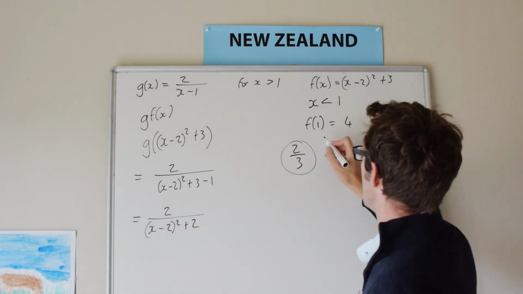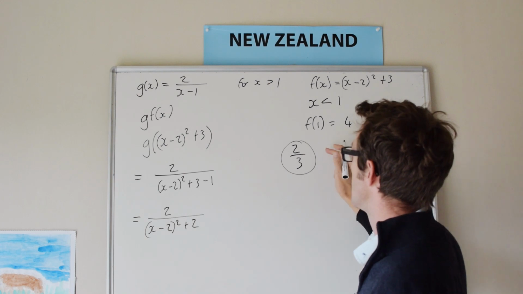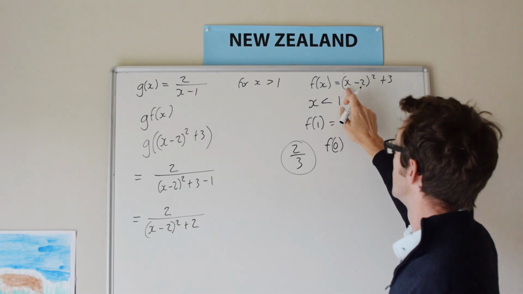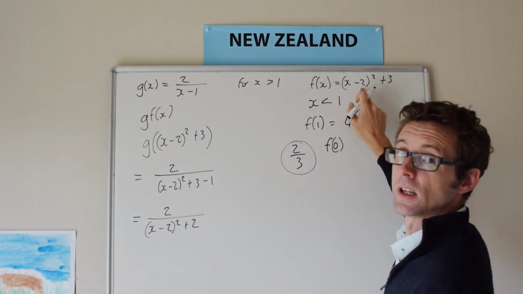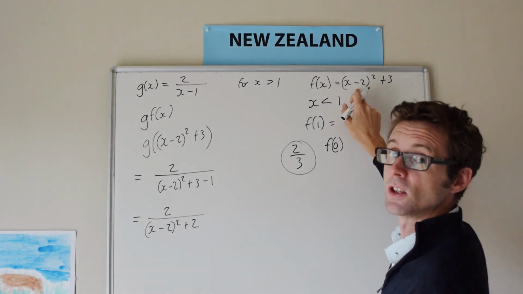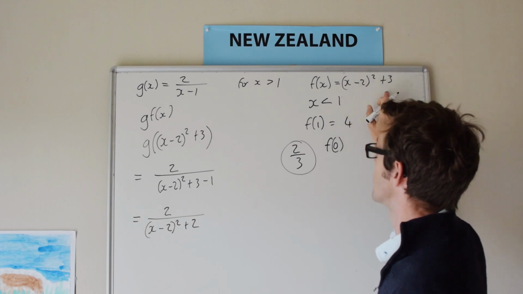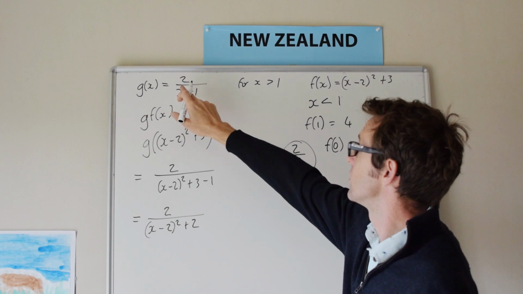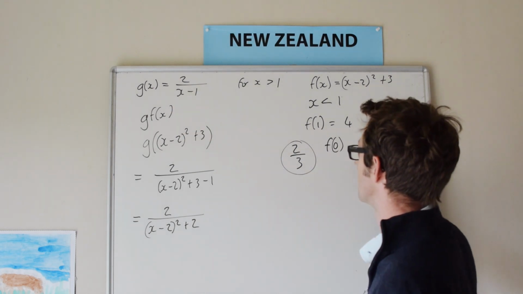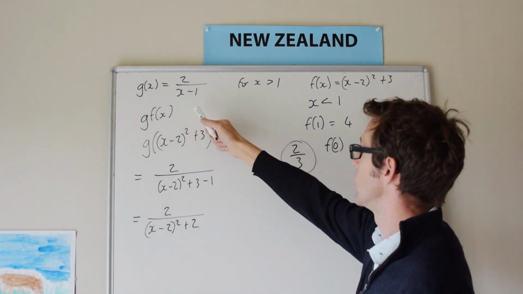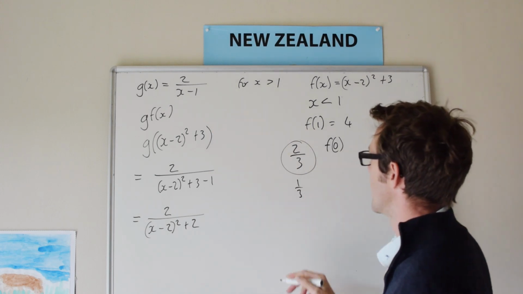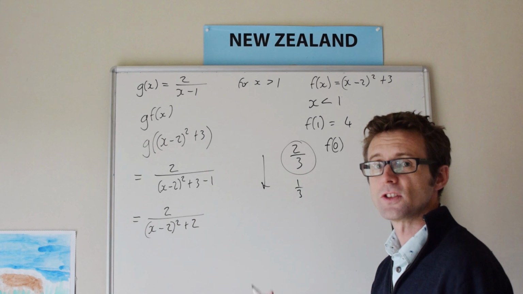So let's say what happens when we chuck in f(0). 0 minus 2 is minus 2. Minus 2 squared is 4. 4 plus 3 is 7. And so we chuck in 7 here. 2 over 7 minus 1 is 2 over 6, which is 1/3. All right, let's see, we're going down. Let's see if this trend continues.